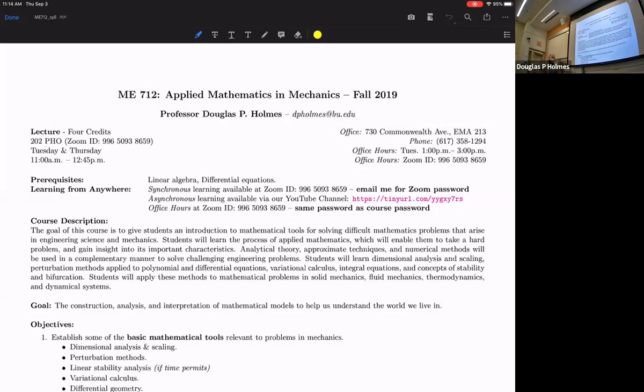And so you're here. You're in ME712. This is applied mathematics and mechanics. I'll talk to you about what that means and what we're going to be doing. But first, some of the more basic stuff. Basic stuff being, if you're coming to class, then it's in photonics, 11 to 12:45. If you're coming on Zoom, then here's your ID. Hopefully you're already here. If you're joining on YouTube and you want to join in the future synchronously, you can simply email me and I'll give you the password if you missed it in the email I sent out.